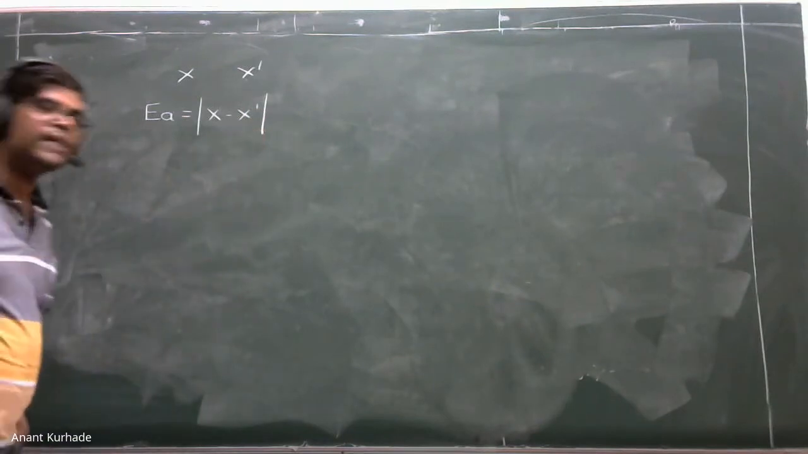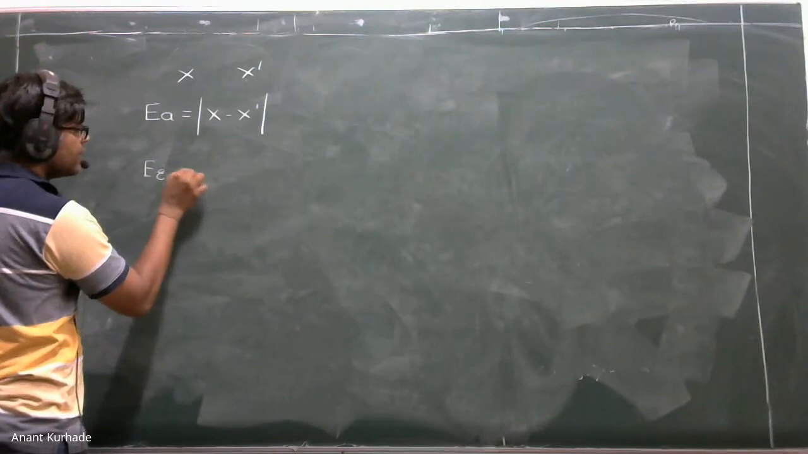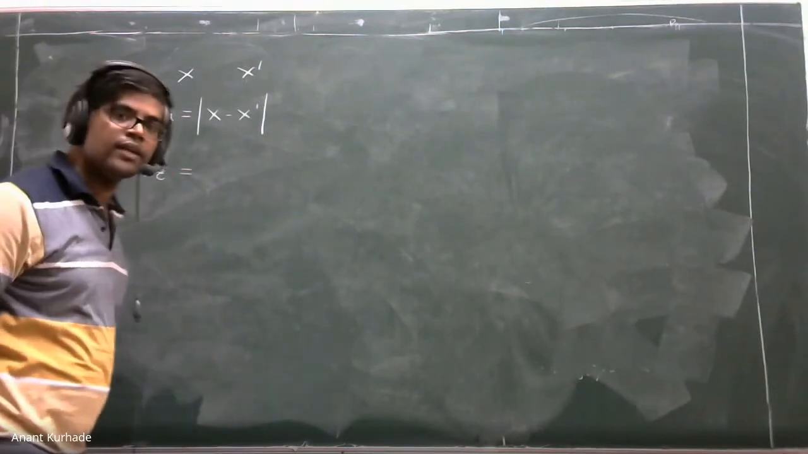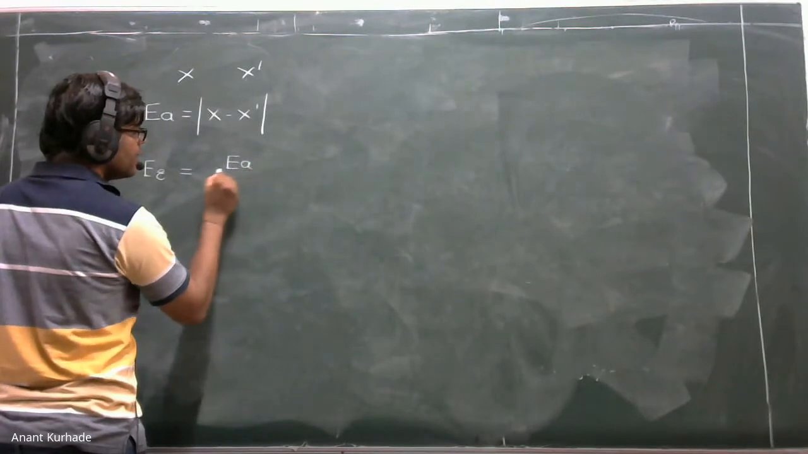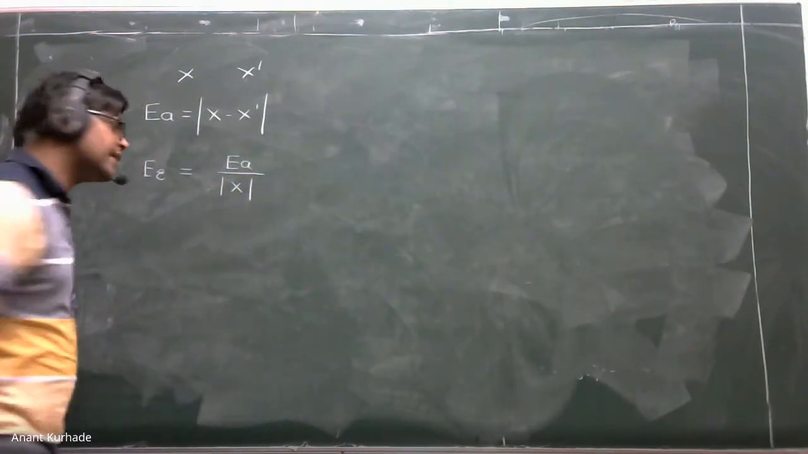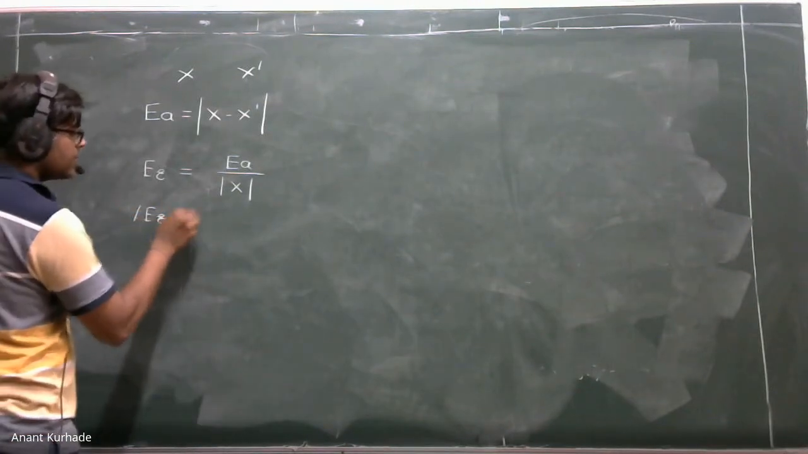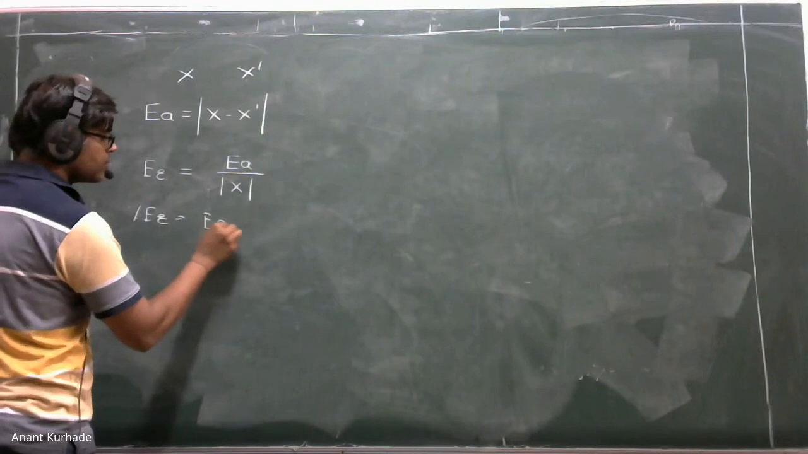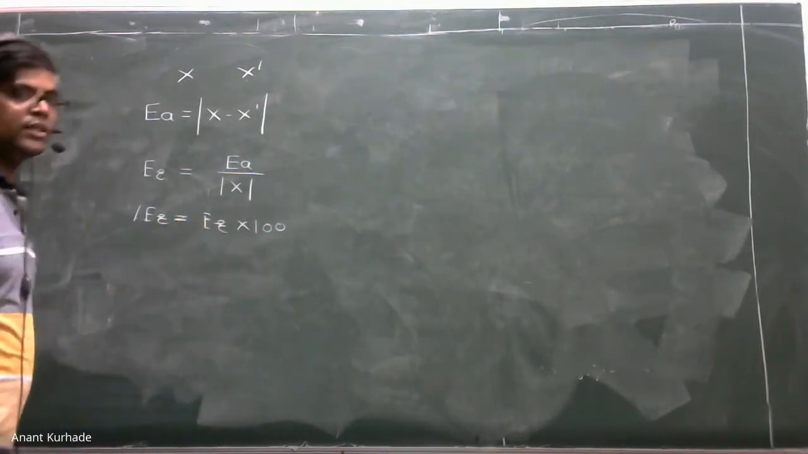Fine. Now next we have studied relative error, ER. So relative error is the ratio of absolute error to its true value. So you can write here EA divided by mod of x. Then percentage relative error, just multiply this by 100. Okay, so these are three types.